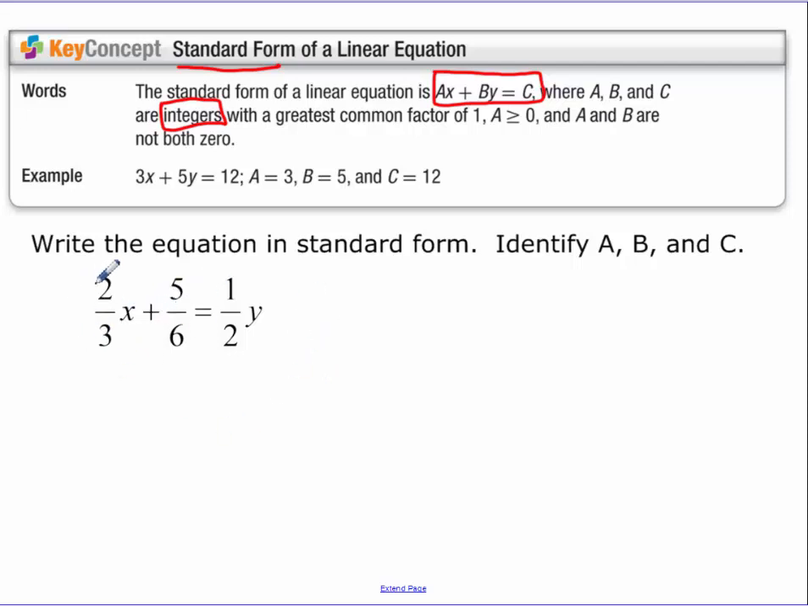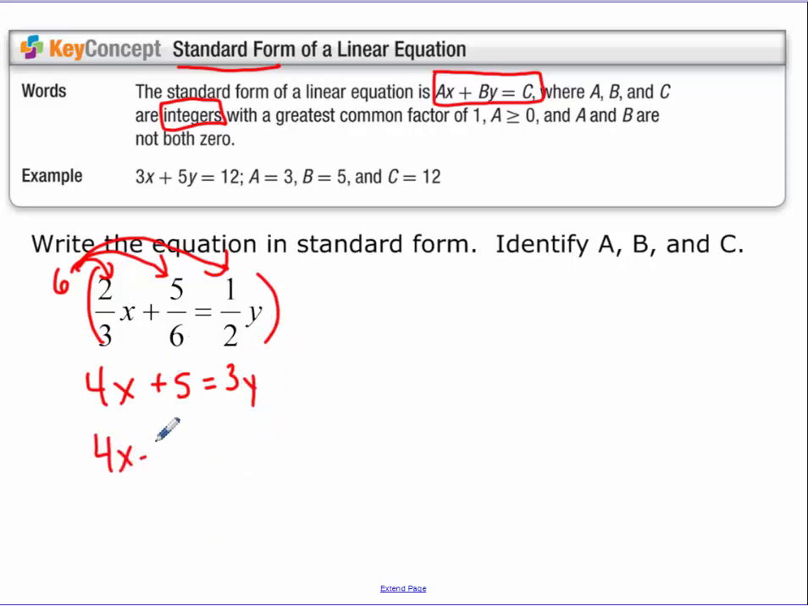So I need to get rid of these fractions. Think about how we cleared fractions in the last chapter. I need to multiply by the common denominator, which is 6. Multiply each one of those terms by 6. When I go through and multiply each one of those terms by 6, we get 4x plus 5 equals 3y. Basically, subtract the 3y over, subtract the 5 over. A is equal to 4, B is equal to negative 3, and C is equal to negative 5.